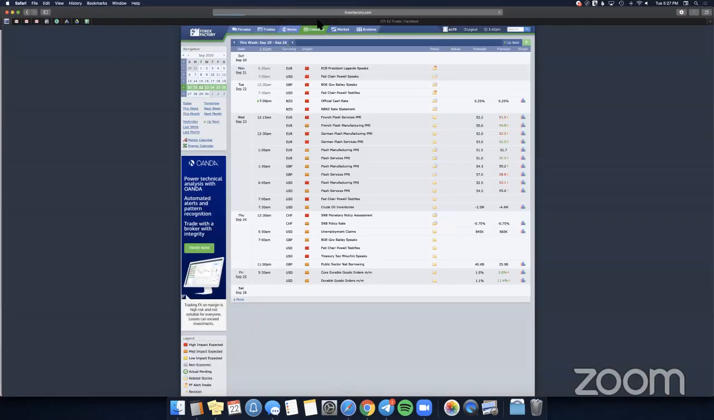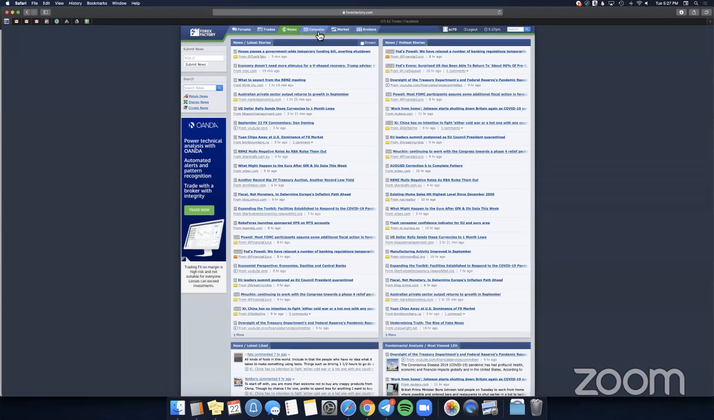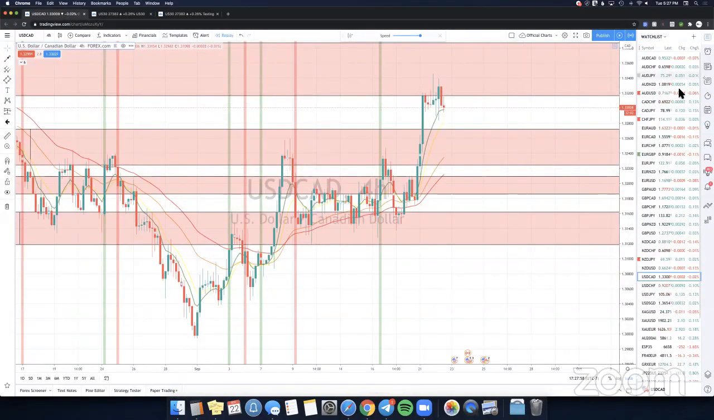Let's see, news. Yeah, I don't really see anything for a Canadian dollar unless there's other news that's just affecting it. House passes a government-wide temporary funding bill. No, that's not Canadian. Economy doesn't need more stimulus for a V-shaped recovery. Yeah, I don't know what caused the Canadian dollar to be so strong, but something's obviously pushing it because all the CAD pairs are going in its direction.